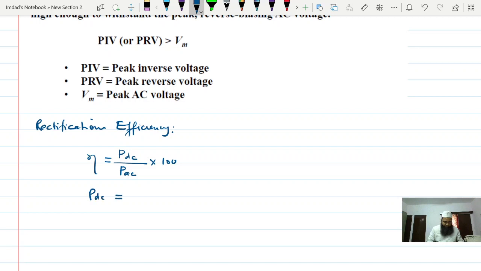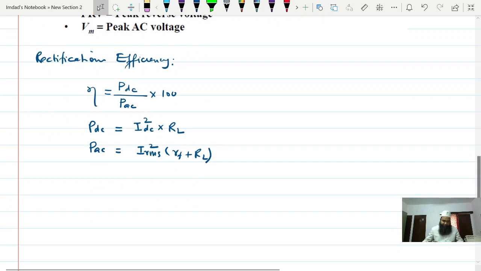PDC equals, for DC, IDC square into RL, and PAC equals IRMS square into (RF plus RL). RF is the forward resistance of the diode and RL is the load resistance.